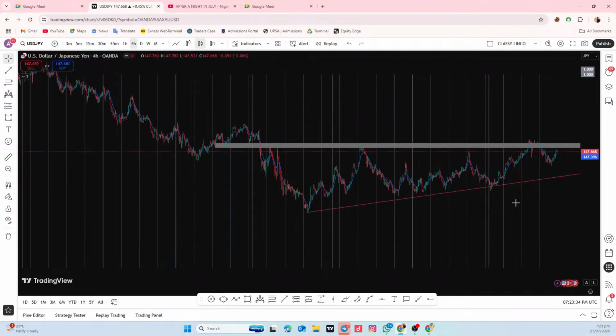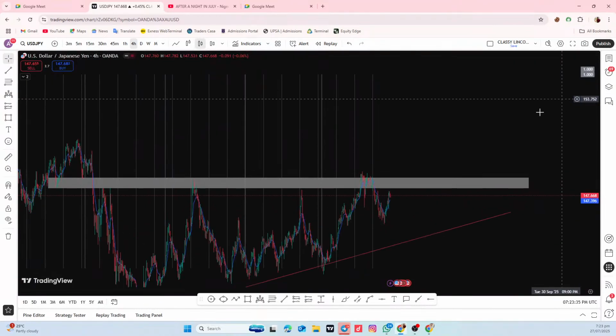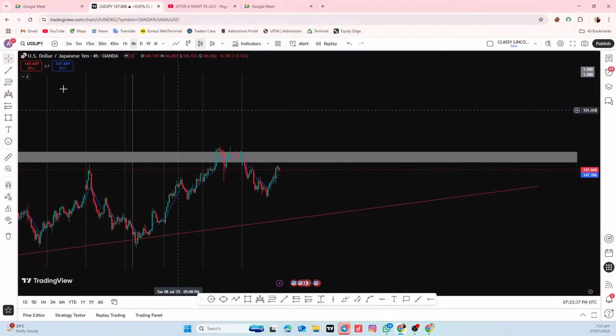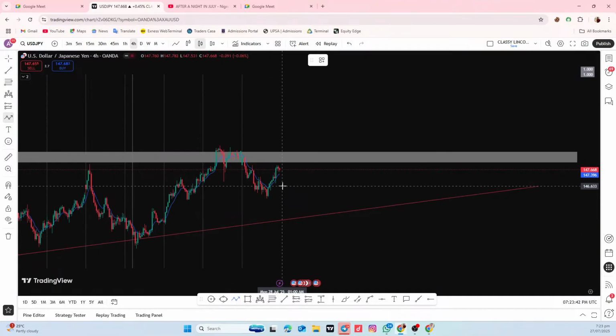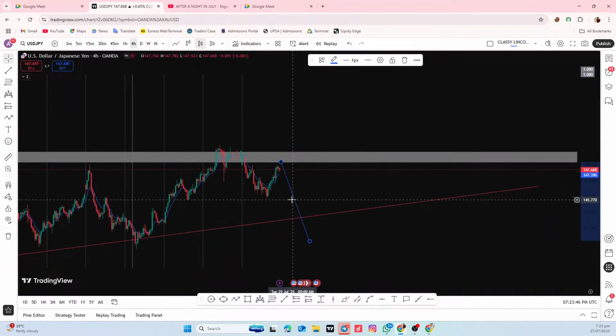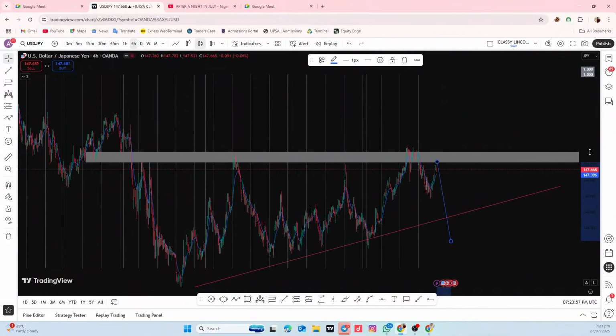If it doesn't break to the upside, and price comes to this level here and gives us a confirmation that it sells to the downside, this is the highest possibility that you can ever get. So nevertheless, we are looking for more sells on USDJPY. But if it breaks to the upside, we're looking for more buys. But for now, I'm sticking to looking for sells.